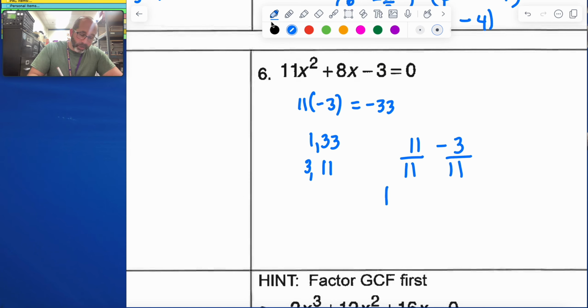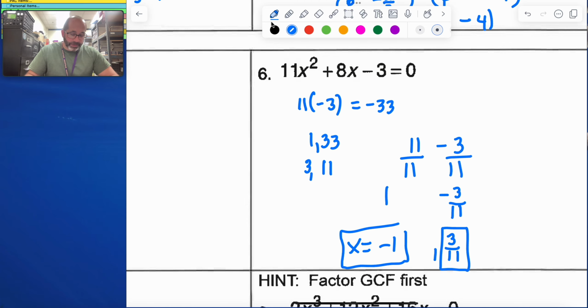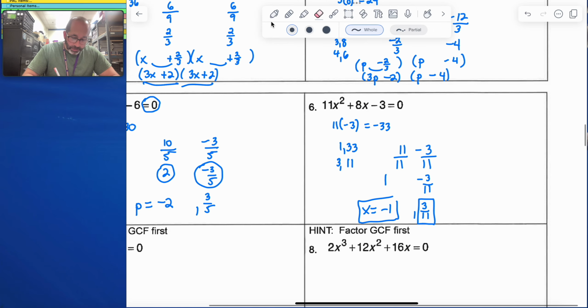This will reduce to 1. This will leave as a negative 3 over 11. They don't reduce. Take the shortcut, we get negative 1 and positive 3 over 11. So these are your two answers. But negative 1 and positive 3 over 11. Okay? That looks kind of like a 1, so I'm going to make that more like a comma.